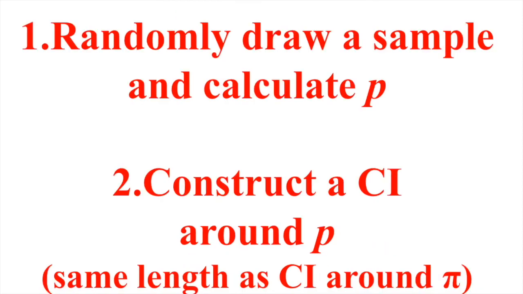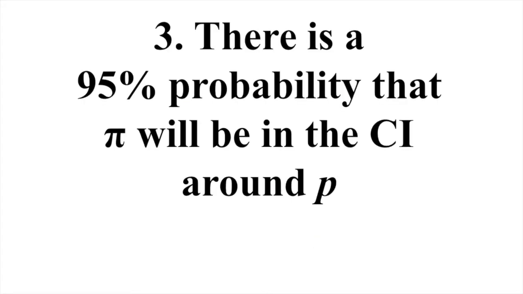So here's what we learned. If one randomly draws a sample and calculates p for it, and two, draws a confidence interval around that p, then there is a 95% probability that pi will be located in the confidence interval around p.